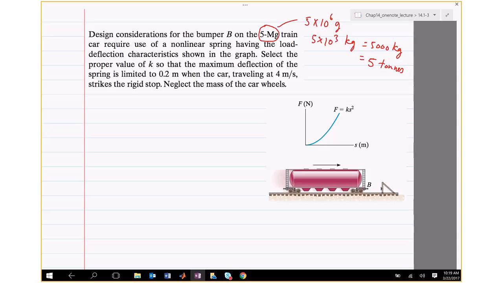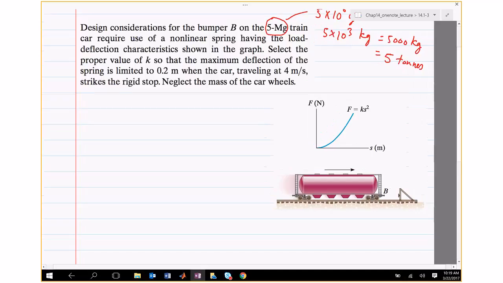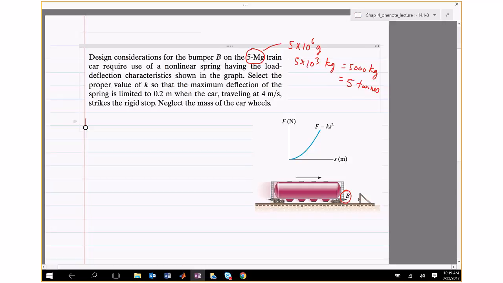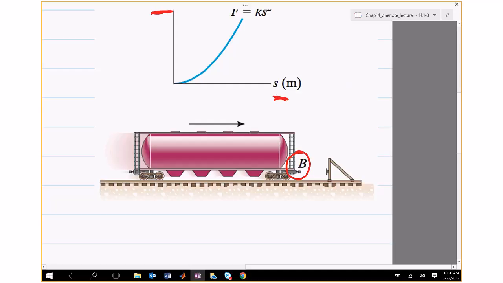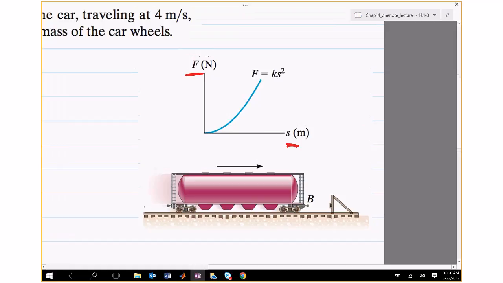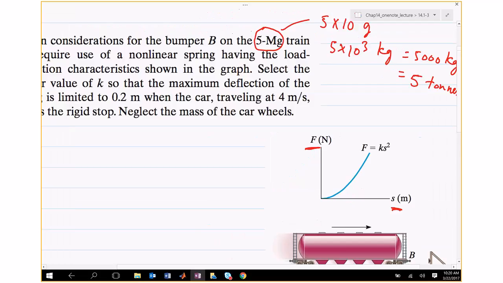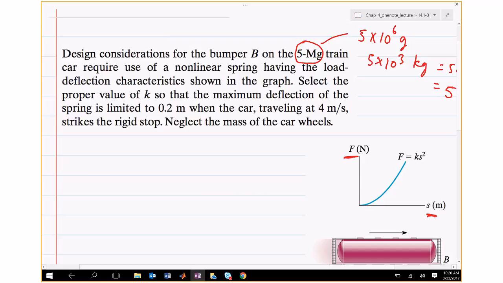Design considerations for the bumper B on the 5 megagram train car require use of a nonlinear spring having the load deflection characteristics shown in the graph. So this is going to be the force displacement profile of a spring here, and that spring has this kind of force displacement profile. It's a nonlinear spring because usually the force displacement profile is a straight line. The expression I wrote some time back was a linear spring, so it would have a slope of k. This one has a nonlinear slope because its force is ks squared.